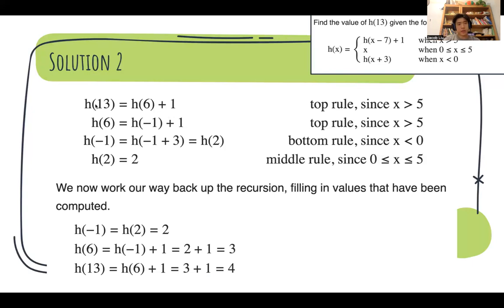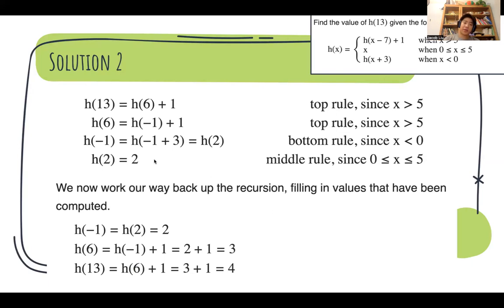So h of 13 is equal to h of 6 plus 1, because this is the top rule, right? It's h of x minus 7 plus 1, so x is greater than 5. So now h of 6 is equal to h of negative 1 plus 1. This is also the top rule since x is greater than 5. h of negative 1 is h of negative 1 plus 3, which is h of 2. This is the bottom rule since x is less than 0. And h of 2 is just 2. This is the middle rule since x is in between 0 and 5.